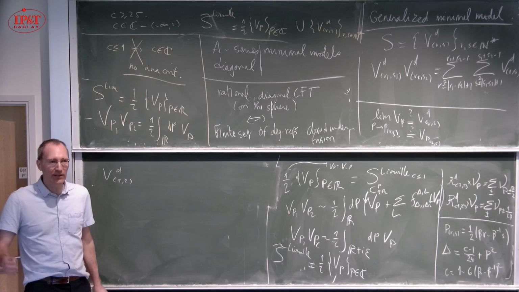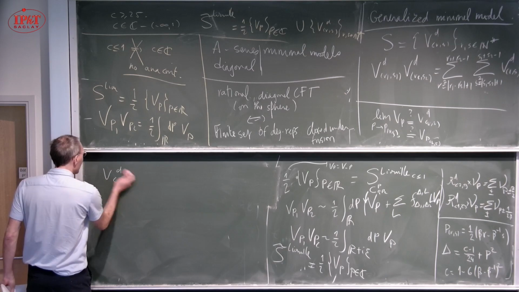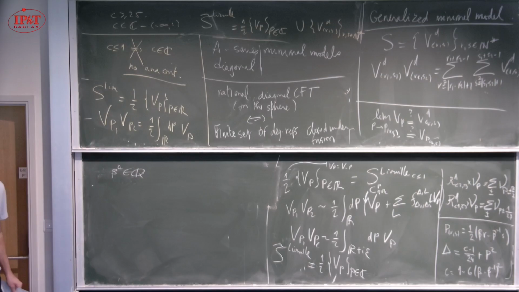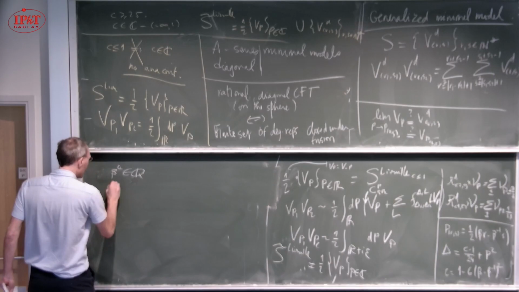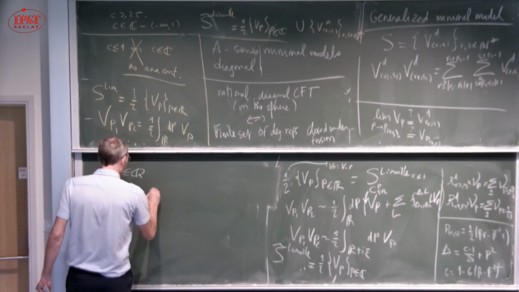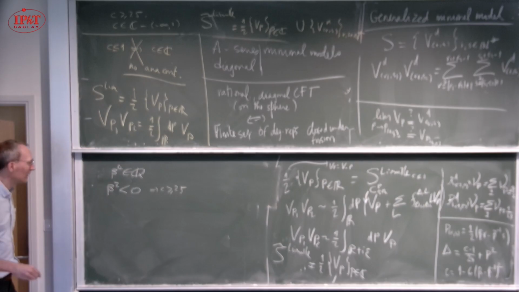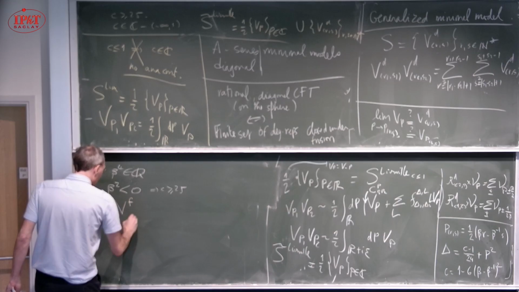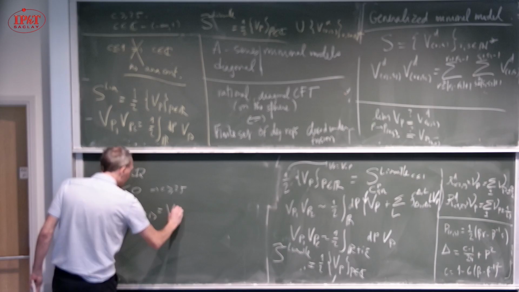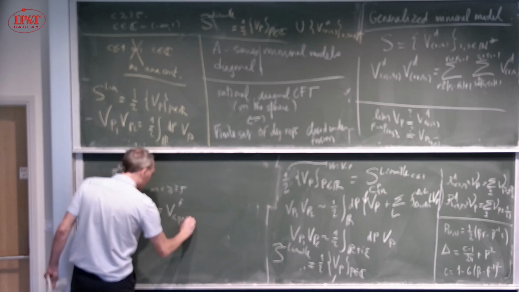So the claim now is that we need to take beta squared rational and to look at fully degenerate fields. There are two cases, either it's positive or negative. Let me start with the case of beta squared negative, which means when the central charge is more than 25. Let's look at the simplest fully degenerate field we can have, which is V(1, Q+1). It's fully degenerate because it has a null vector at level Q plus 1, but also a null vector at level P plus 1.